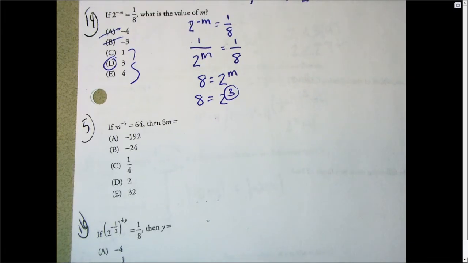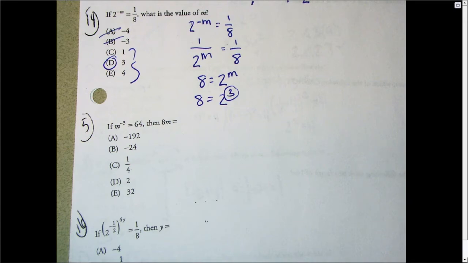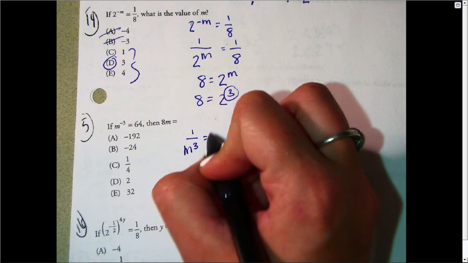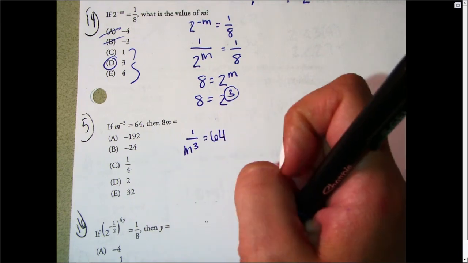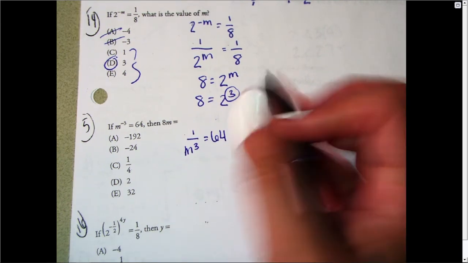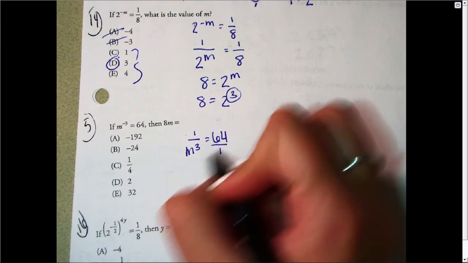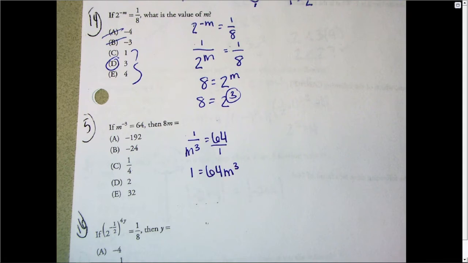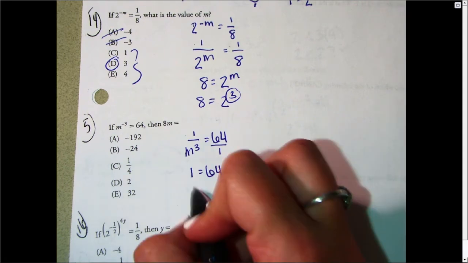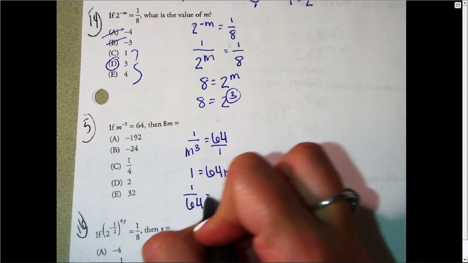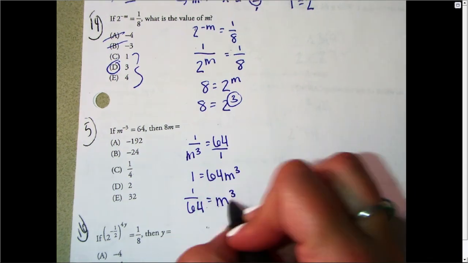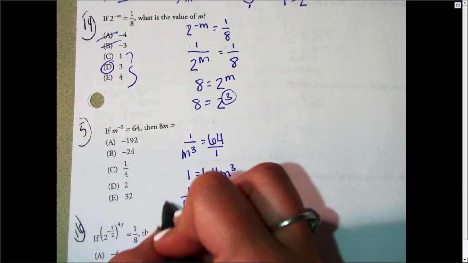15. Same type of problem. So I get 1 over m to the 3 equals 64. I'm going to cross multiply. So 1 equals 64 m to the third. I cannot cube root yet. I have to divide both sides by 64. So I get m to the third equals 1/64. Now, you can cube root on your calculator. So when m is isolated, cube root.